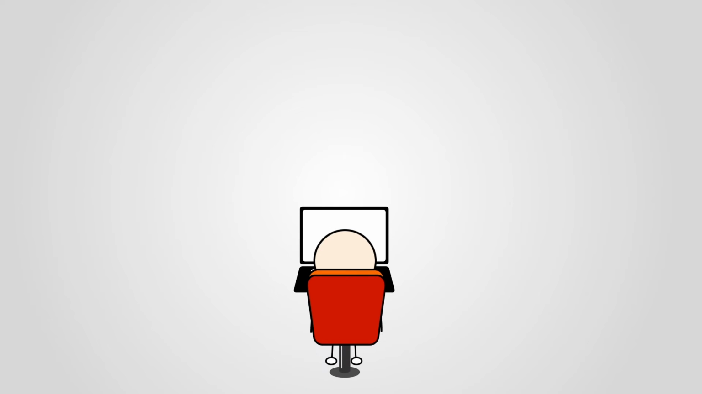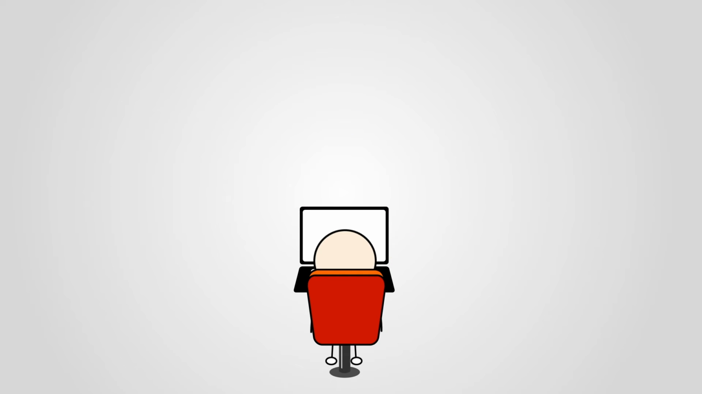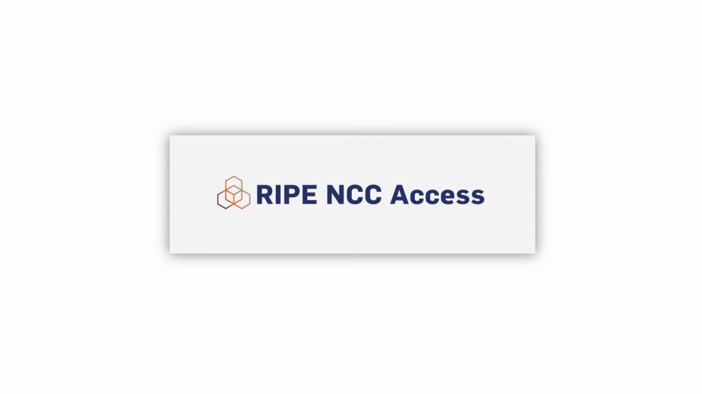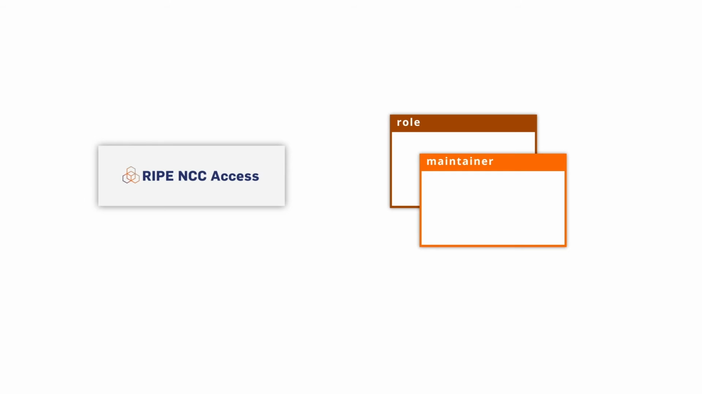If you manage a network, you should publish your own contact information in the RIPE database so that other people are able to contact you. Are you adding your own information to the RIPE database for the first time? There are two things you must do. 1. Create your RIPE NCC access account. 2. Create a role and maintainer pair. Let's see how you do this.